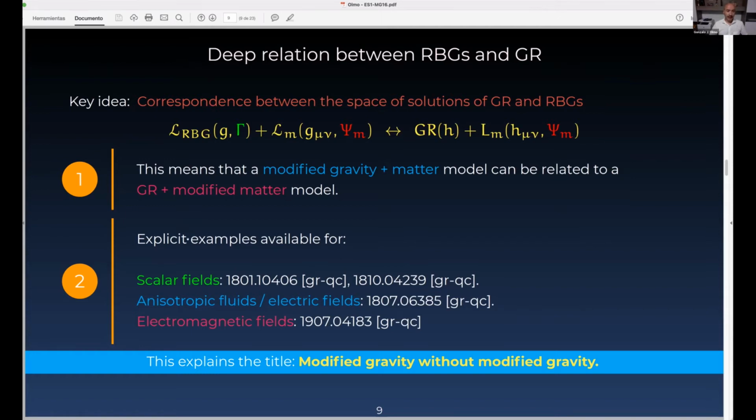Explicit examples of how to do this appear in this series of works, in which we consider specific couplings to scalar fields or to anisotropic fluids, nonlinear theories of electrodynamics, or in general electromagnetic fields. Okay, so this can be interpreted as the fact that modified gravity can be studied from within general relativity itself. You just simply need to modify the matter sector. Okay.